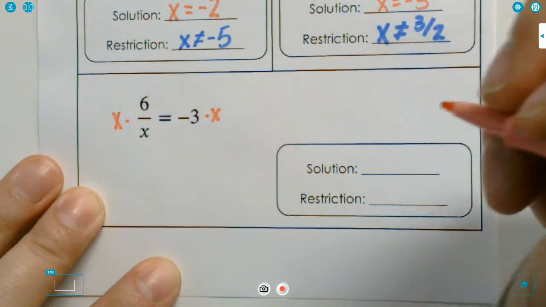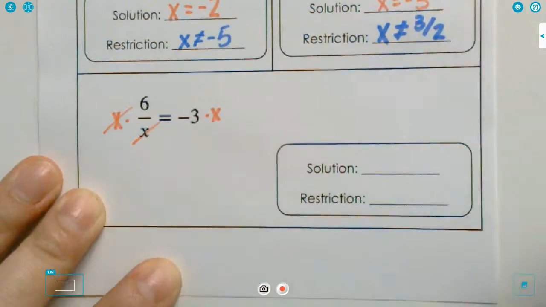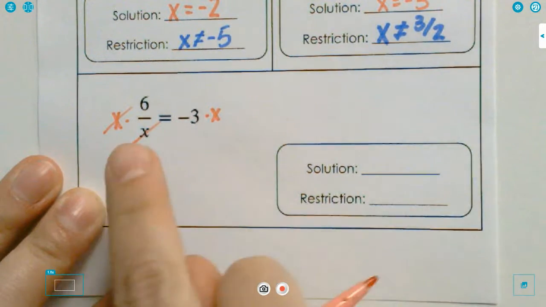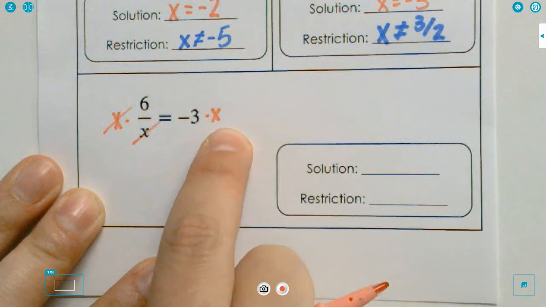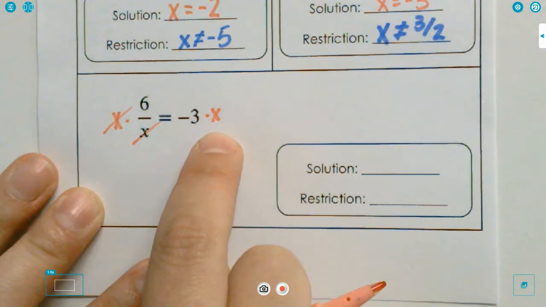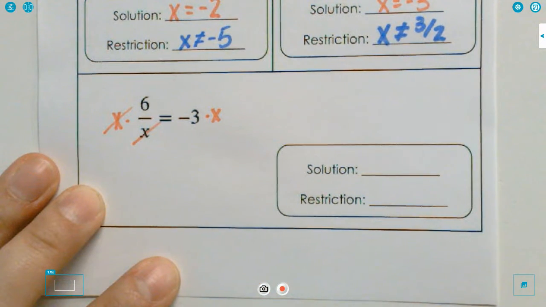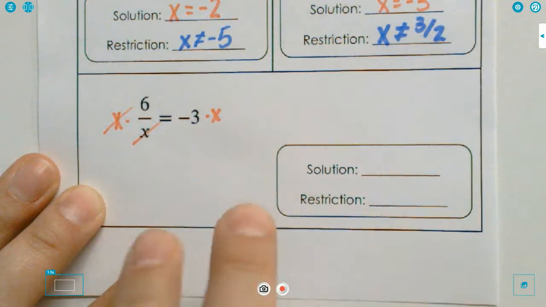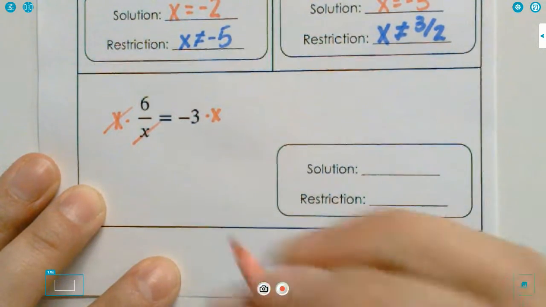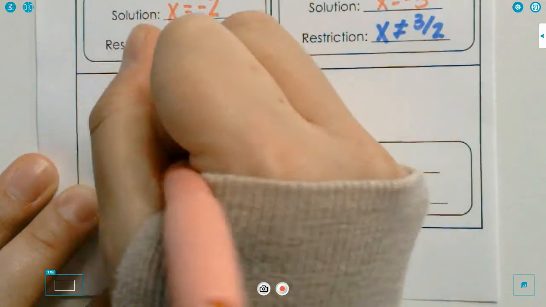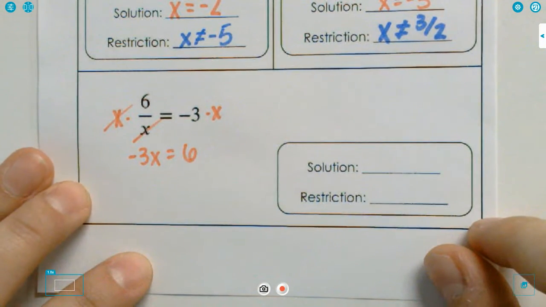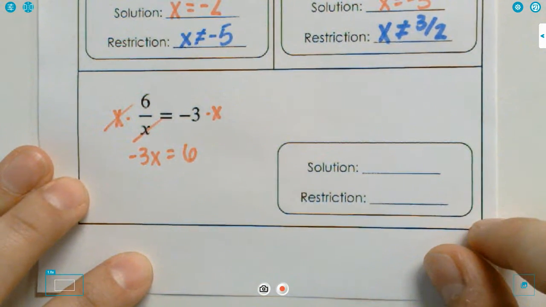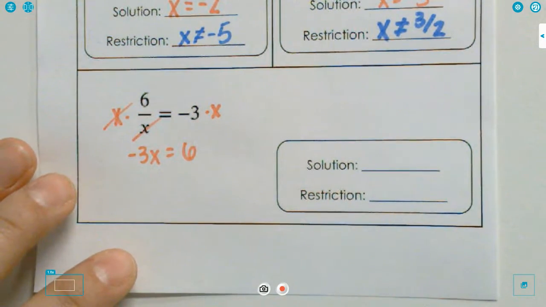On the left side, those cancel. And so we've got 6 on the left equals negative 3x. And I don't need parentheses because there's nothing to keep in parentheses with the x. So I'm going to flip this around again. It's going to be negative 3x on the left equals 6. And then from there, I'll divide both sides by negative 3.